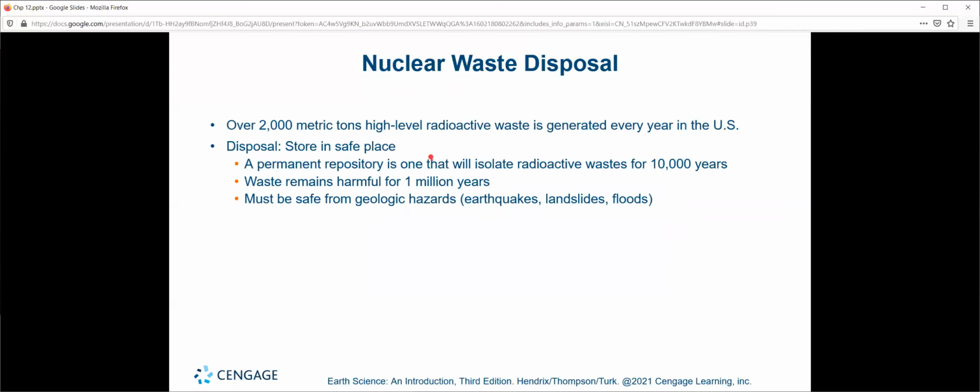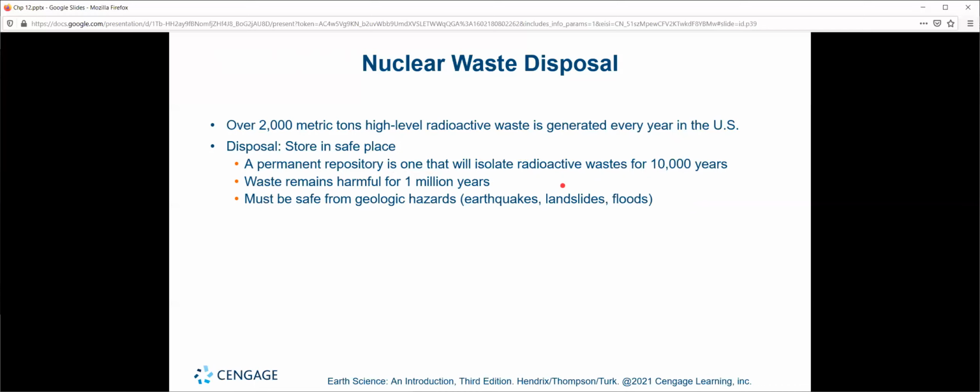Over 2,000 metric tons of heavy level radioactive waste is generated every year in the United States alone. We're not the only people making radioactive waste. What do you do with that? I'm sure you've learned about half-lives and radioactive decay in science classes past. Some of the radioactive waste lasts tens of millions of years. You need a permanent repository for this radioactive waste. What are you going to do about that?